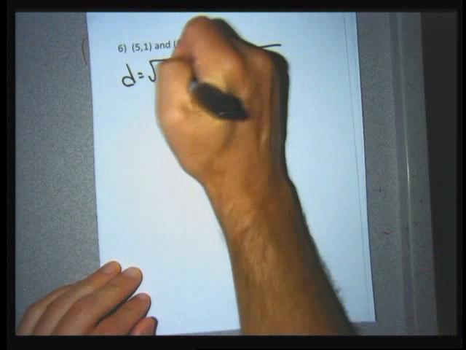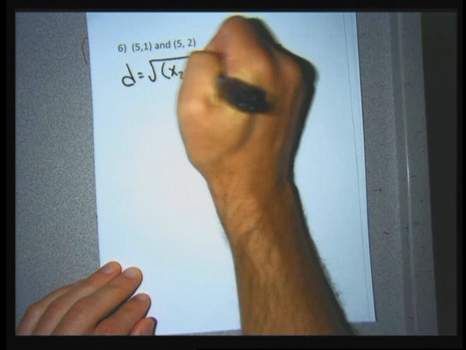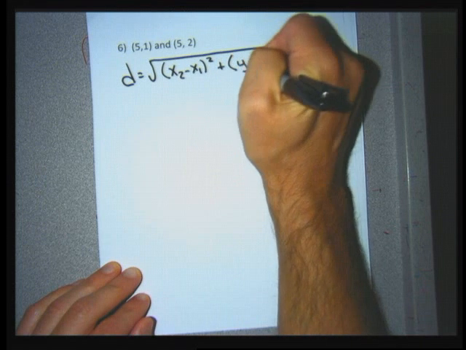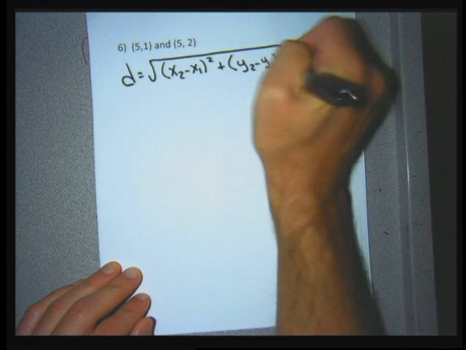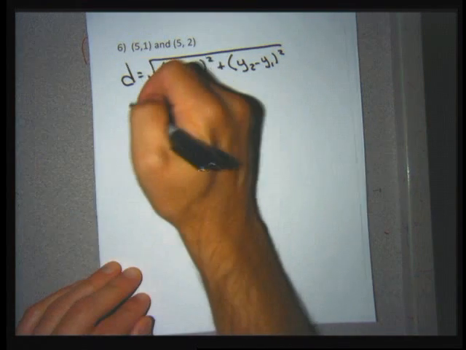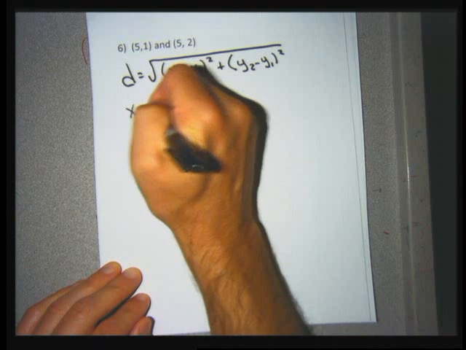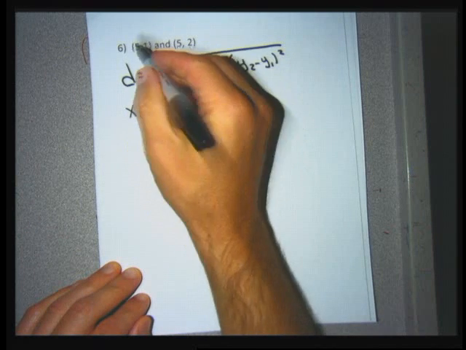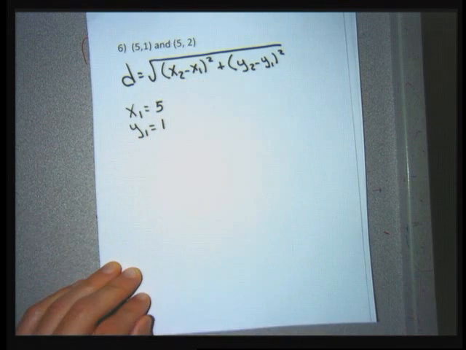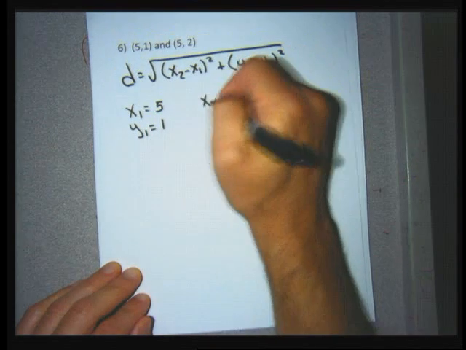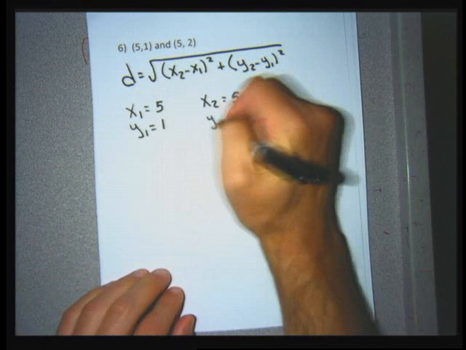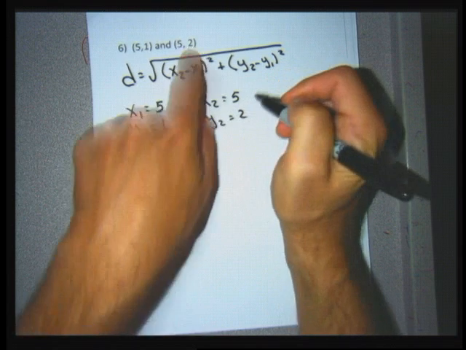The distance formula is going to be used to compute the distance between these 2 points. I could get the distance between these 2 points using the triangle method. If I'm using the distance formula, I need to have values. I'm going to write x1 is going to be 5. It's the x-coordinate of the first point. y1 is going to be 1. It's the y-coordinate of the first point. x2 is also going to be 5. It's the x-coordinate of the second point. And y2 is going to be 2, the y-coordinate of the second point.